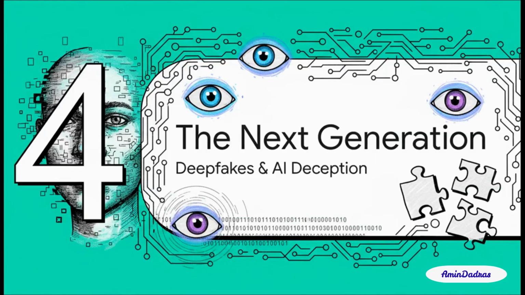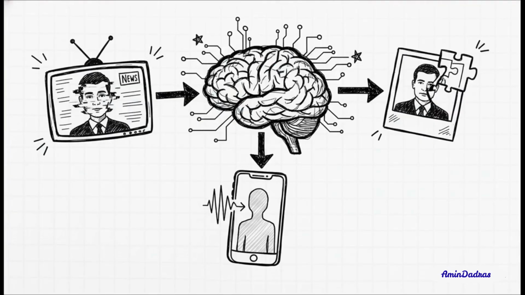But just as we're getting good at spotting all the current fakes, the game is changing. Artificial intelligence is now creating a whole new, much more sophisticated generation of deception, and we all need to be ready for what's coming. And this isn't science fiction. We're already seeing it.